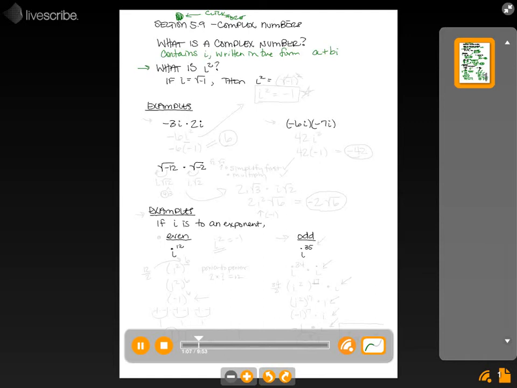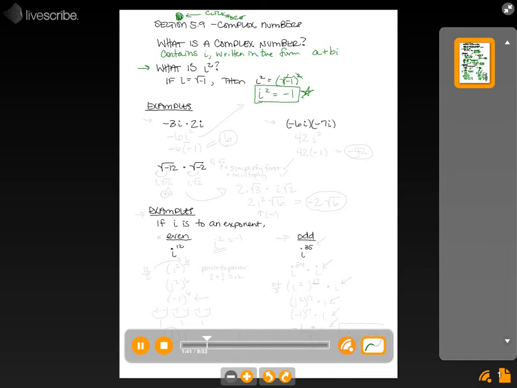Now, we already know that i equals the square root of -1. So my question is, what is i squared? If i equals the square root of -1, then i squared would have to equal the square root of -1 squared. When I have a square root squared, they cancel each other out. So i squared really equals -1. And this is a big idea. Okay? i squared equals -1. Now that we know that, we can solve some more types of problems.